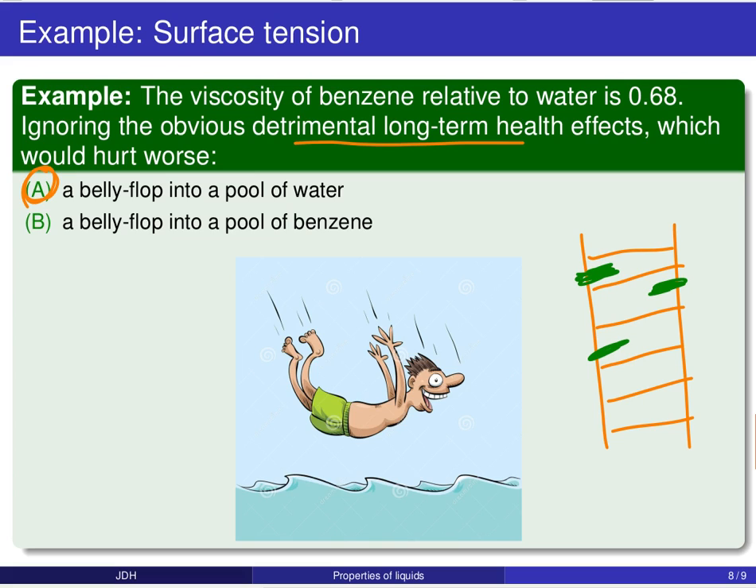Okay, and so the benzene molecules have a lower viscosity, which means they have weaker intermolecular interactions, which means the benzene would have a smaller surface tension, which means it doesn't require as much energy to break it apart. Therefore, easier to break apart, less pain when you flop in and hit that water.